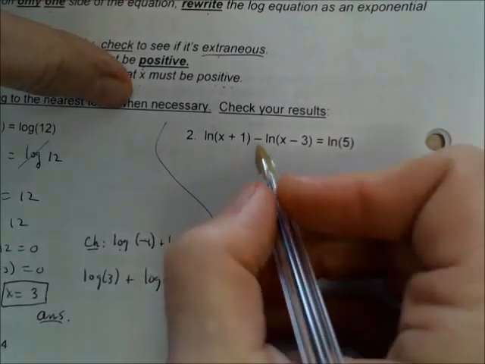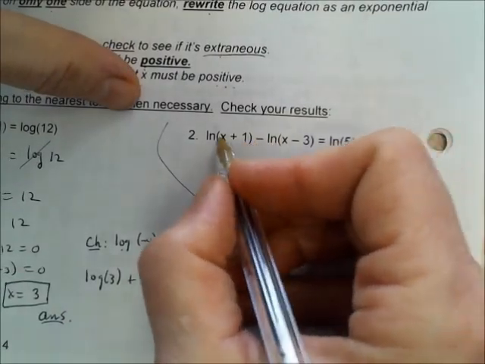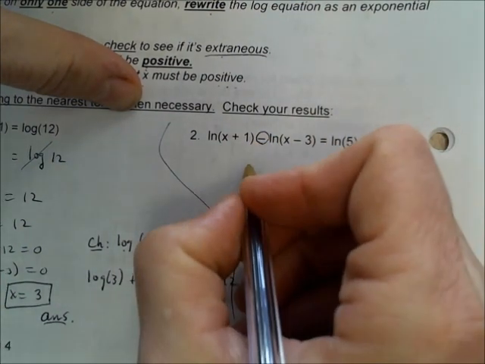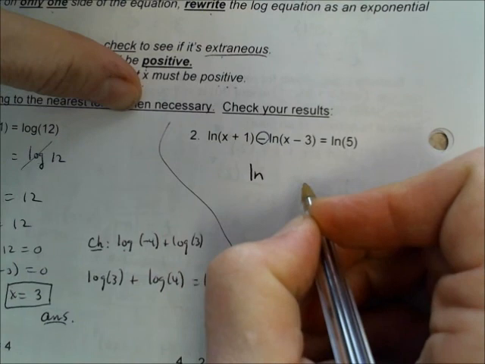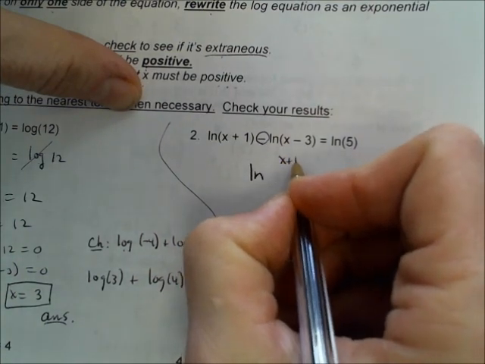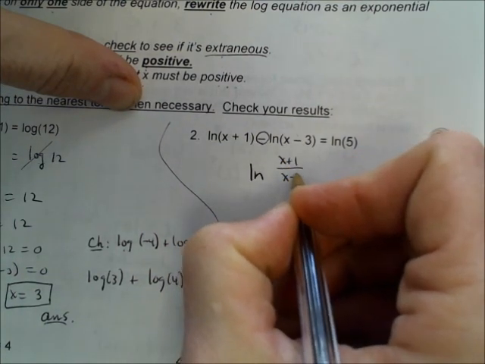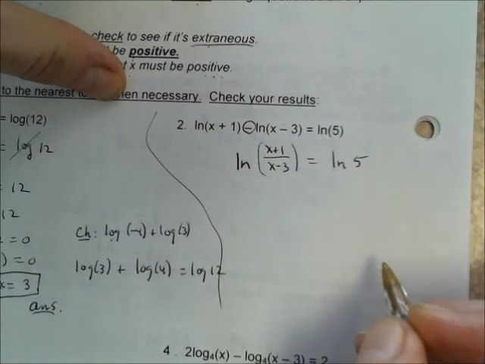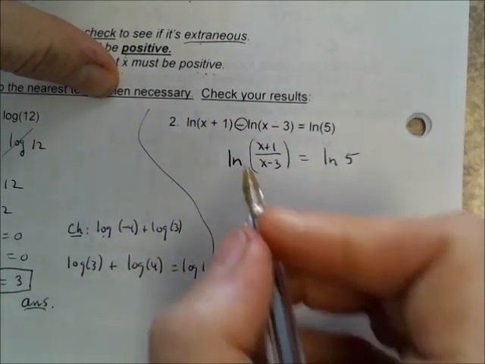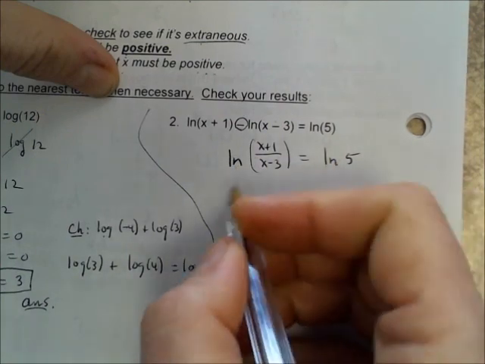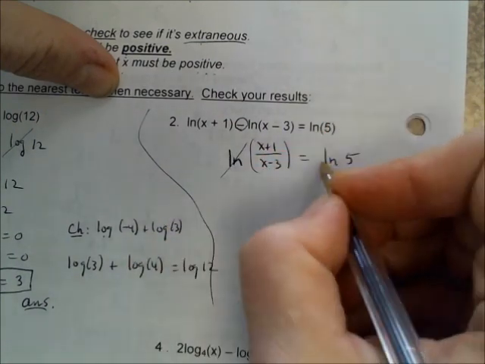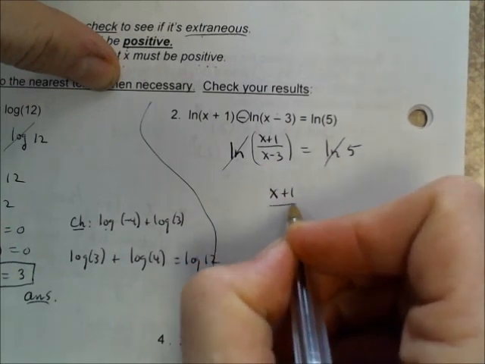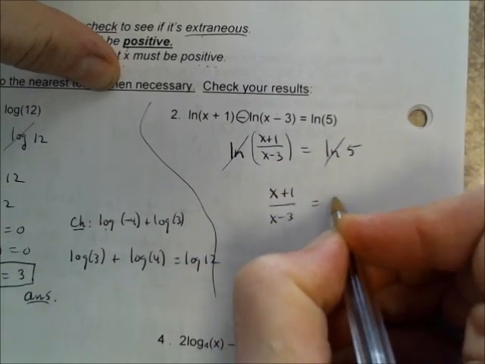Number 2, we have a log equation that's a natural log, but we have two logs separated by subtraction. So we condense this into one single log. x plus 1 is the numerator, x minus 3 is the denominator, equals the natural log of 5. So here we have a situation where we have logs on both sides. So it's almost like saying get rid of those natural logs, and all we have to solve is x plus 1 over x minus 3 is equal to 5.